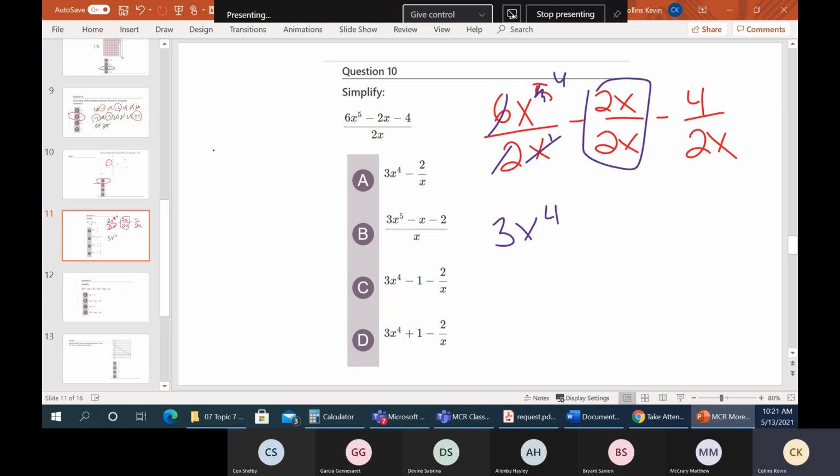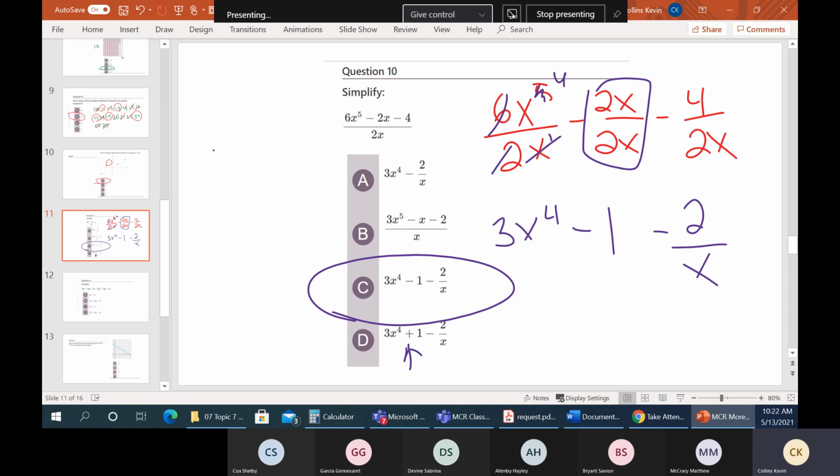As you heard me say a couple thousand times, anything over itself is just 1. So it's going to be that. And then the last one here, we've got 4 divided by 2, so it's just going to be a 2 upstairs and an x downstairs. So that's our guy. Not quite sure why they would change the sign here. That's the only difference between C and D. All right, so nice job, Haley.